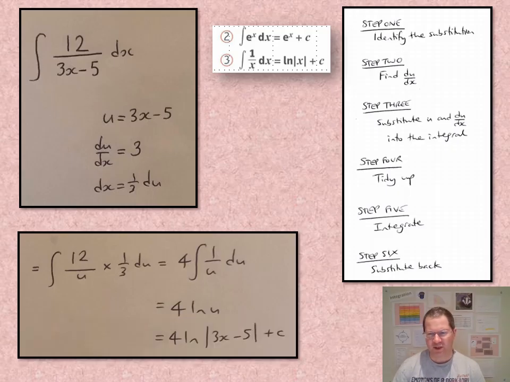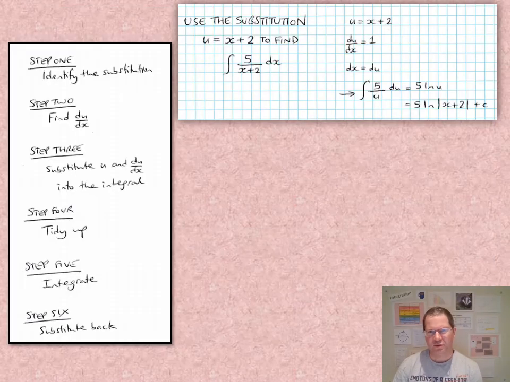But we have to do step 6 before we're finished, because if the question is posed in terms of x, then we would want our answer in terms of x. We know that u equals 3x minus 5, so that gives us 4 ln of the modulus of 3x minus 5, plus c.